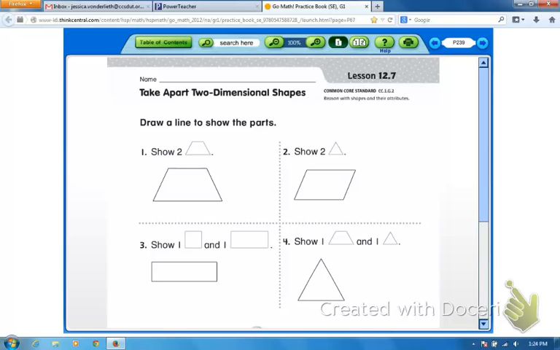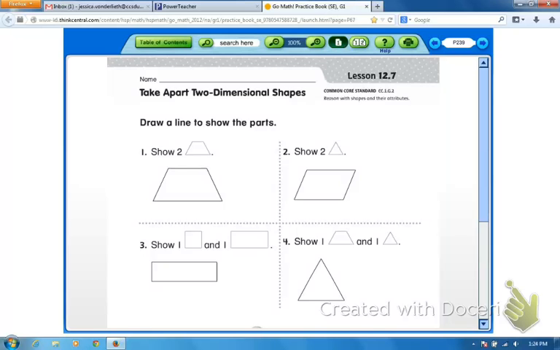For lesson 12.7, we are talking about being able to take apart two-dimensional shapes. The difference between yesterday's lesson and today's, these ones are real two-dimensional shapes. The other ones were using pattern blocks to create brand new shapes that didn't have names or anything.